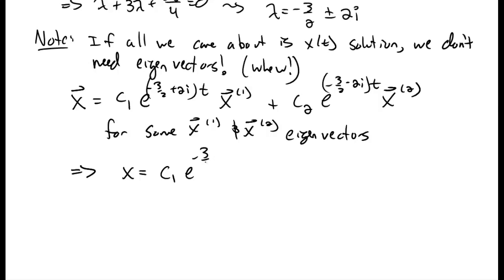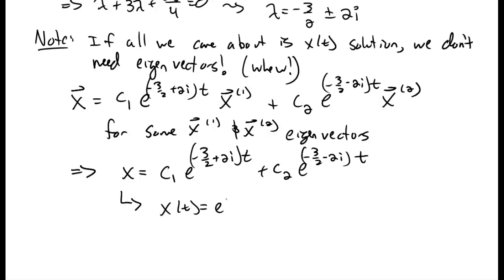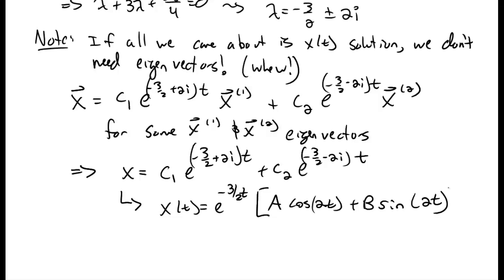So x of t will just be some constant, e to the minus 3 halves plus 2i t, plus some other constant, e to the minus 3 halves minus 2i t. Or writing that in terms of real functions, you get a damped oscillation with frequency of 2.